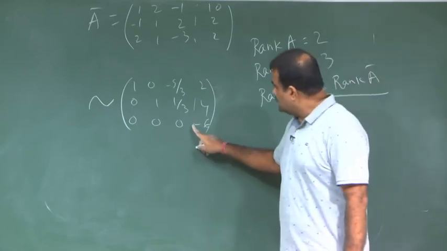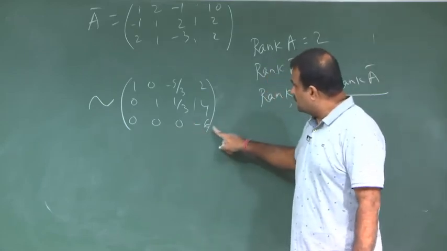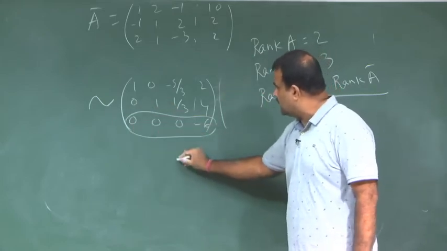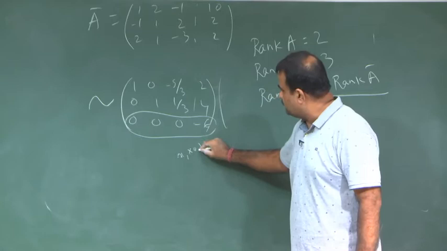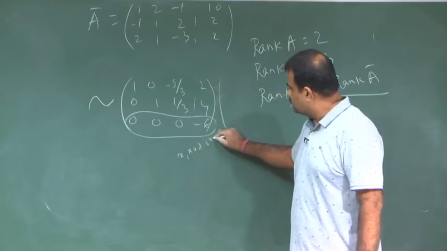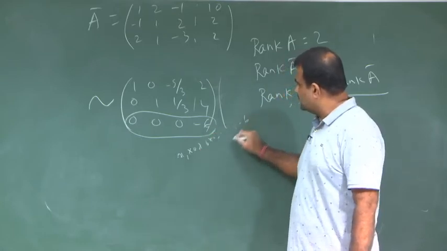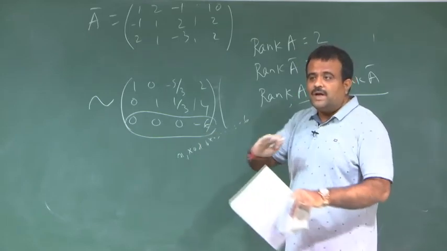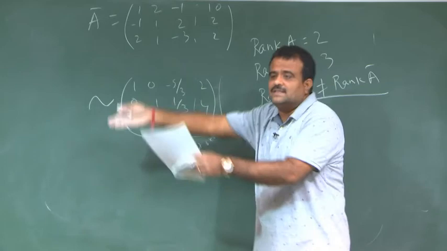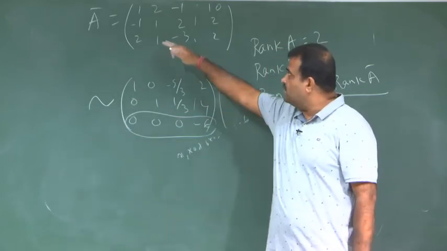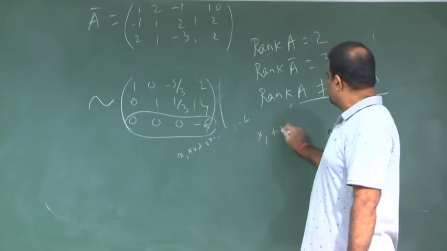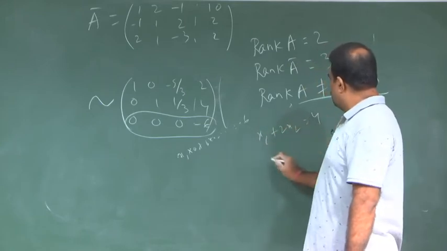Why? Because see, if you consider this row, there is no such x1 which will give us 0 into x1 plus 0 into x2 plus 0 into x3 equal to minus 6. So, this basically has no solution. So, we are reducing this to another system of equations. While doing row operations, that means we say we have a system of equations x1 plus 2x2 equal to 4.